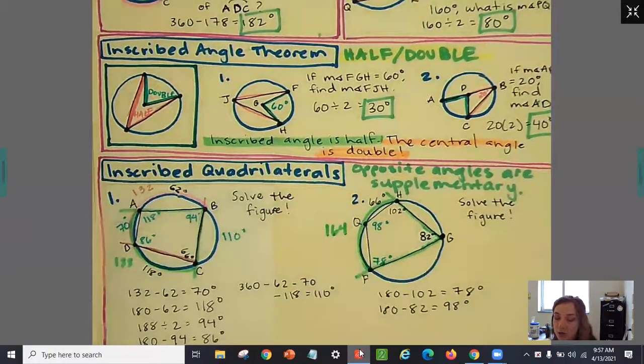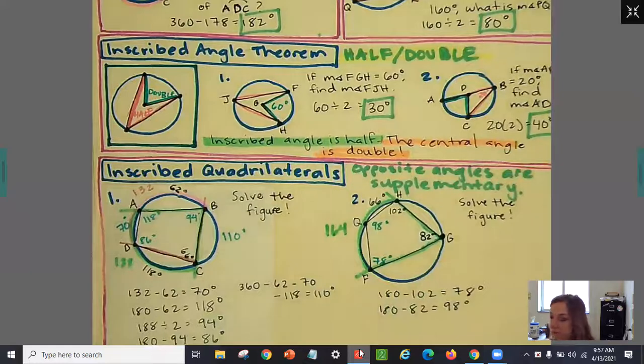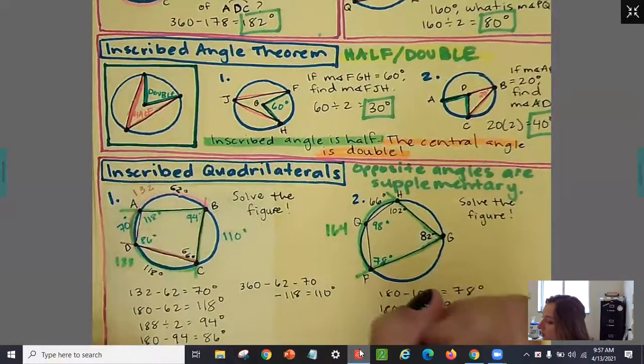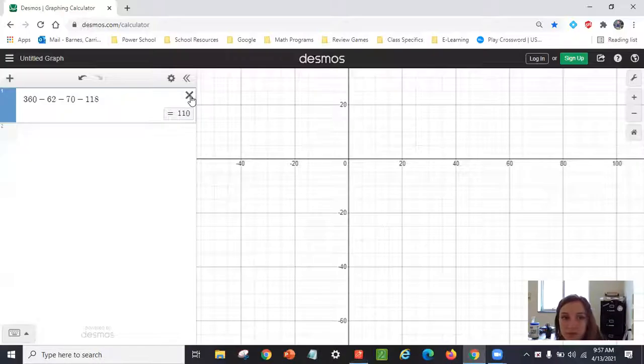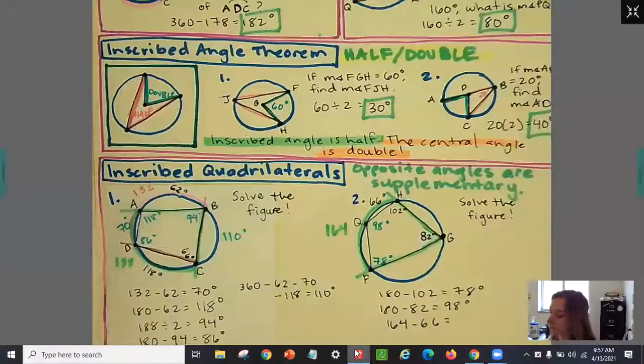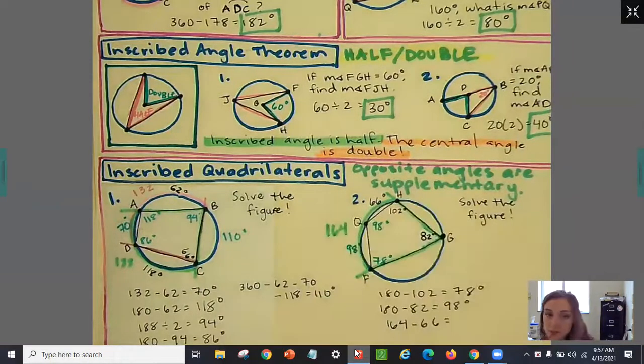So I'm going to subtract from 164 to figure out this measure right here. So let's do 164 minus 66. And let's just go type that in. That is going to be 98. So this measure right here is going to be 98 degrees.